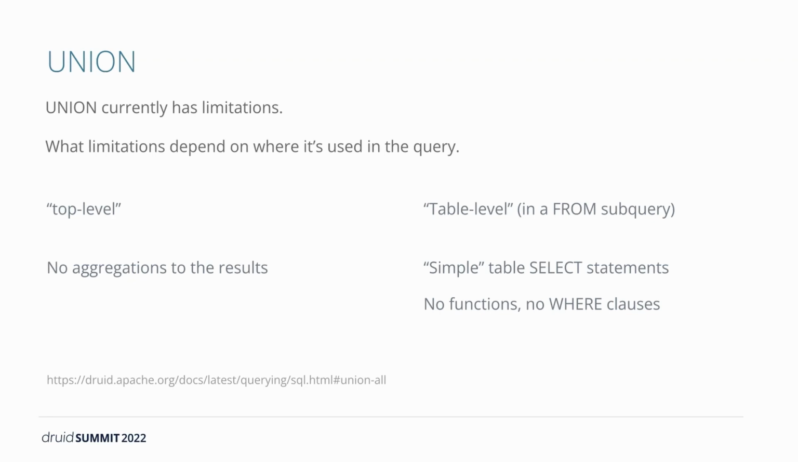So you can't do aggregations on the union data. Now, if you do table level, which means your union is inside of a subquery in the from clause, then you can do aggregations on the results. But the limitation here is that the things inside your union can only be simple table selects, meaning select these columns from this table. Can't have any functions, can't have any where clauses. You could have some outside of the union, but not inside the union.